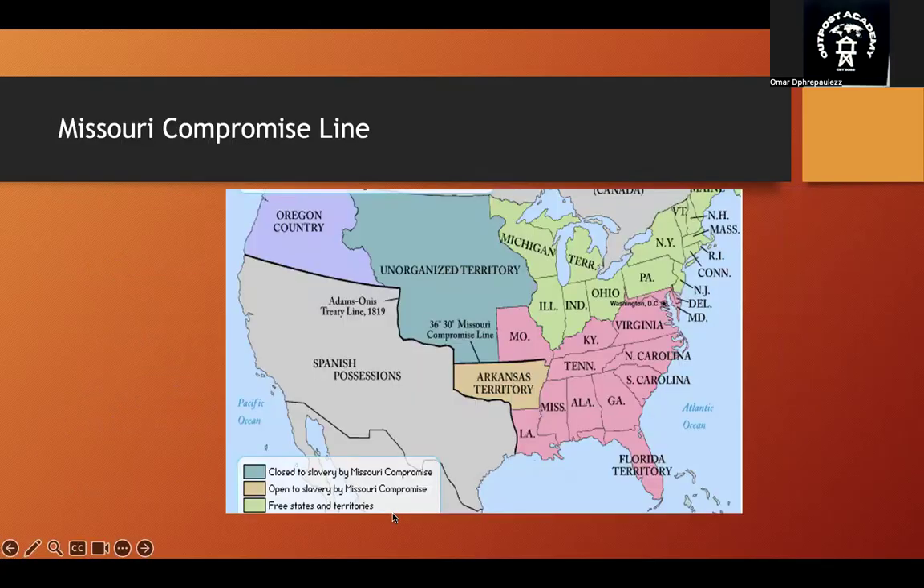So here's a map of the line. This line here is the Mason-Dixon line. It goes up here. It separates Illinois, Indiana, Ohio, Pennsylvania from Virginia, Kentucky, etc. Right, from the slave states. And the idea is that there will be no slavery above that line. But this is going to set the stage for future conflict between slave owning and free states.